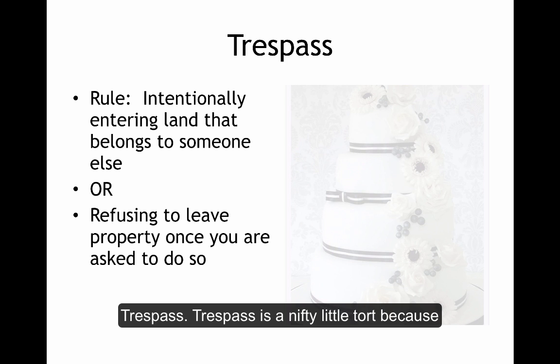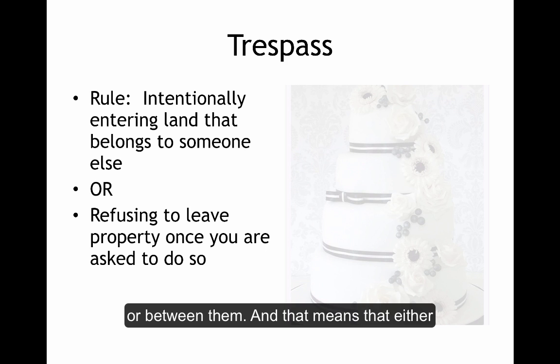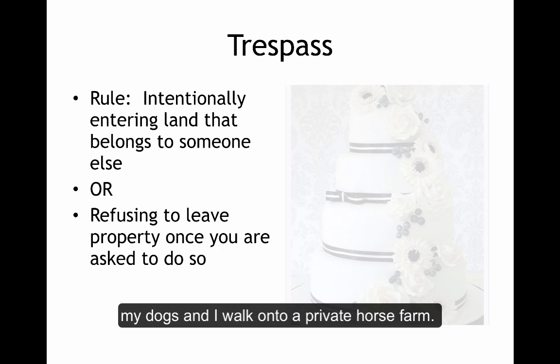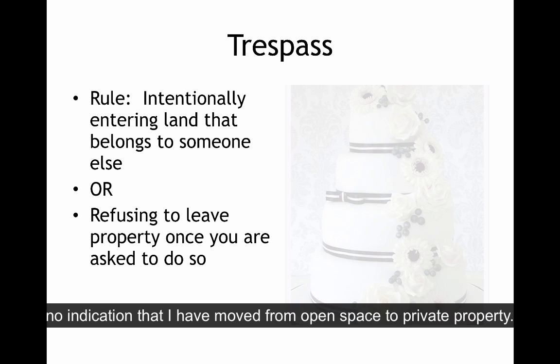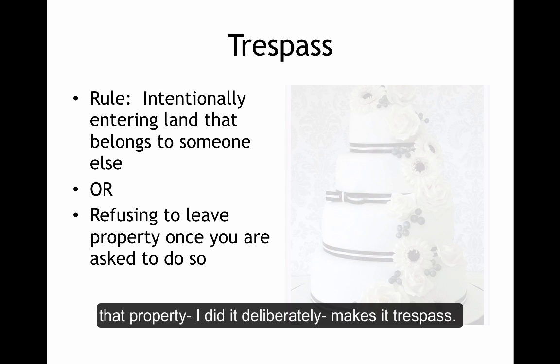Trespass. Trespass is a nifty little tort because there's a rule, but there's 2 rules, as you can see, with the word or between them. And that means that either one is trespassing. So a classic example, I'm walking my dogs in open space, and unbeknownst to me, my dogs and I walk onto a private horse farm. That is trespass. Even if there is no fence, no sign, no indication that I have moved from open space to private property. The fact that I intentionally walked onto that property, I did it deliberately, makes it trespass.